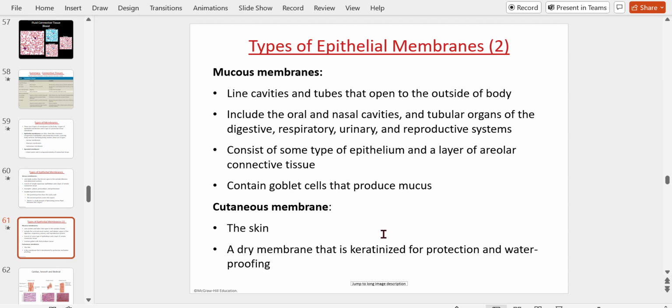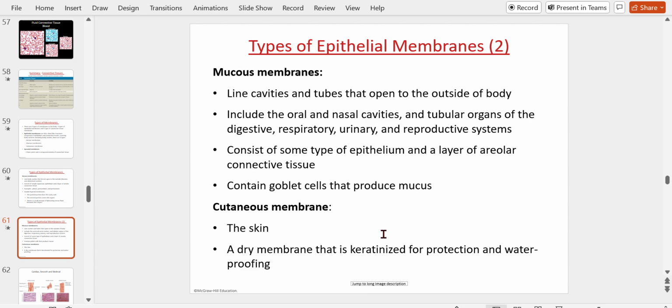Mucous membranes line cavities and tubes that open to the outside of the body, including the oral and nasal cavities and tubular organs of the digestive, respiratory, urinary, and reproductive system. Mucus is the first line of defense. It consists of some type of epithelium and a layer of areolar connective tissue. They contain goblet cells that produce mucus.